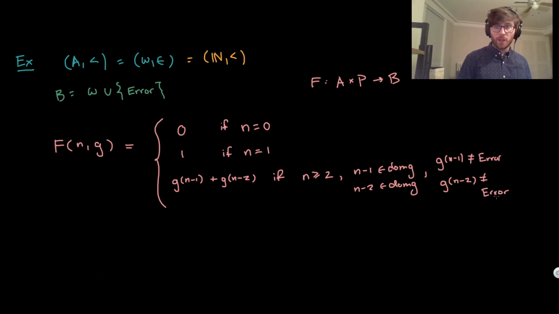If we're in a situation like that, then this definition makes sense. g(n-1) and g(n-2) are both going to be natural numbers, and we're going to be able to just add them up. And otherwise, if we're not in any of these cases, we're just going to output error.